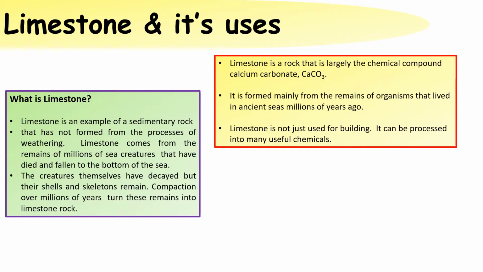So therefore, limestone is a rock that is largely made of the compound calcium carbonate. Calcium has the ion Ca+ and a carbonate ion has CO3-. It is formed of the remains of organisms that lived in the seas. Another key fact is that limestone is not just used for building, but it can also be processed to make a wide array of chemicals.